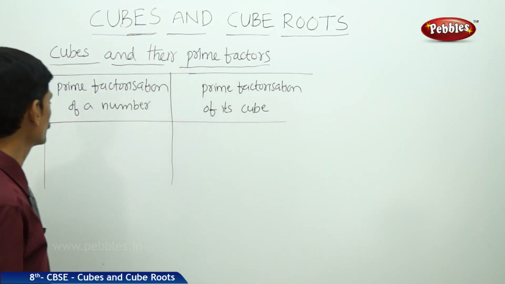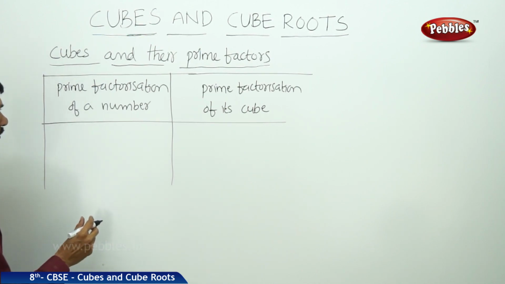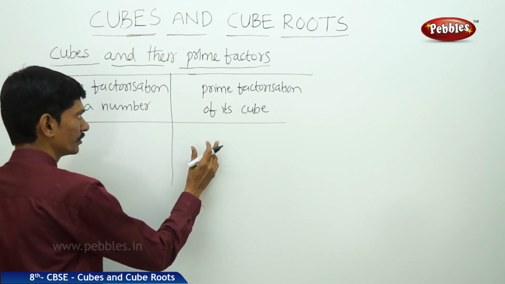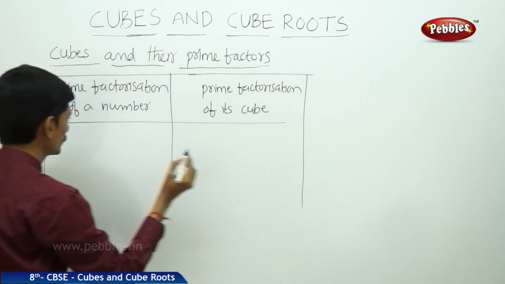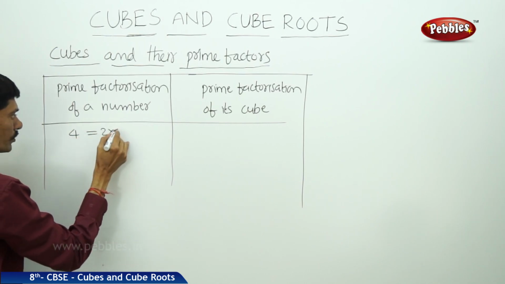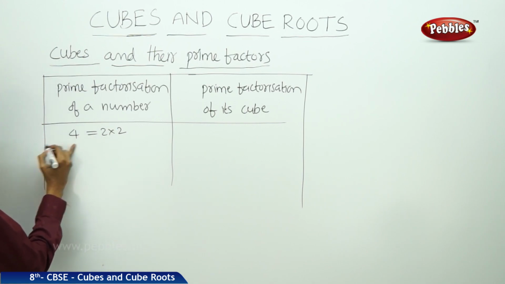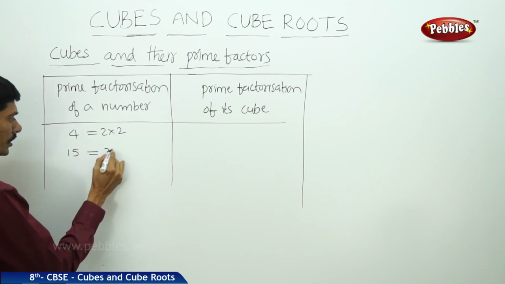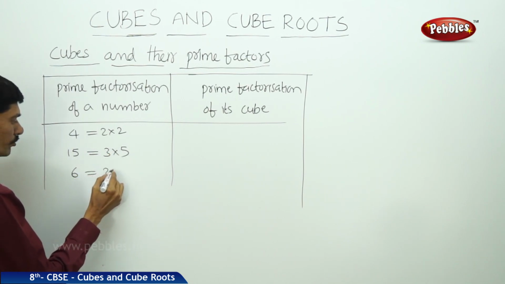Now let us see the next topic, cubes and their prime factors. So we will take a few numbers and we will see their prime factorization and even the cubes of the numbers and their prime factorization. Now let us take 4. We know that 4 can be written as 2 into 2 in its prime factorization. And what about 15? 15 we can write 3 into 5, and 6 we can write 2 into 3.